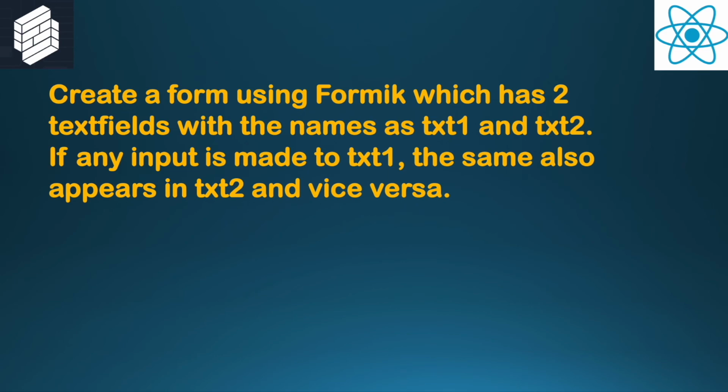Next, what do we want to do? We'll do a couple of exercises using this so that it becomes much clearer, and it also gives us a sense of how to use them. So create a form using Formik which has two text fields with the names as text1 and text2. If any input is made to text1, so in the first text field, the same also appears in text2. So the value of text2 also gets the same value as text1 and vice versa. So let's go ahead and do it.